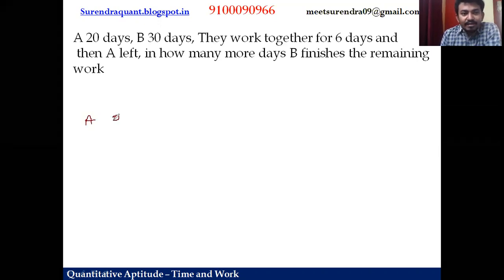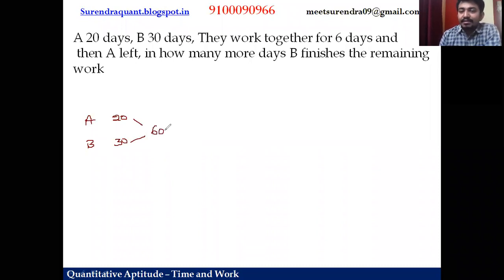Now A can do the work in 20 days, B can do the same work in 30 days. To find the total amount of work, let us consider the LCM of 20 and 30, that is 60. We already discussed how to find the LCM without using the pen in the first video. Now A can do 60 units of work in 20 days. His 1 day work is 60 by 20, 3 units. What about B? 60 units of work in 30 days. So 1 day work is 2 units.